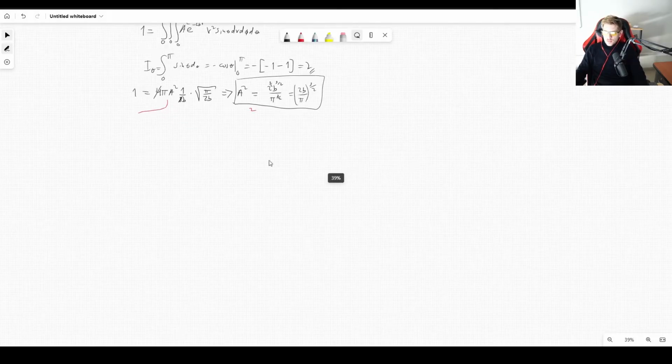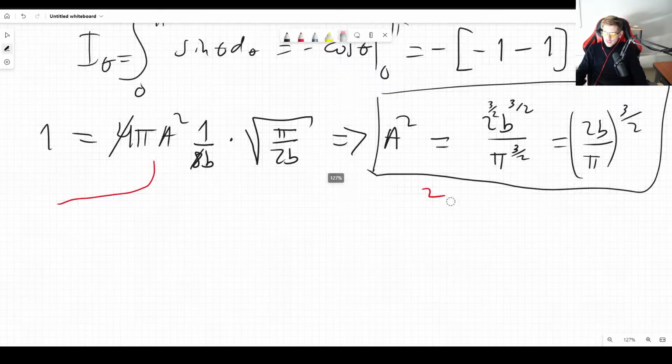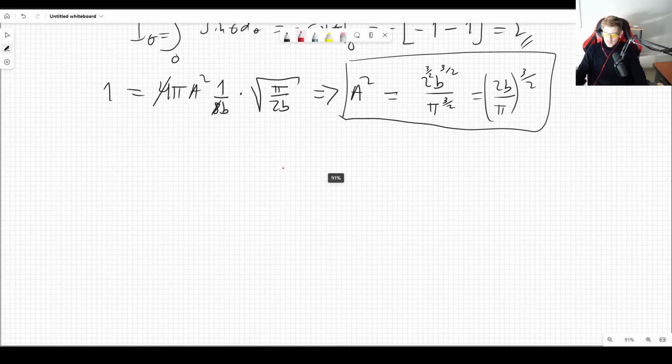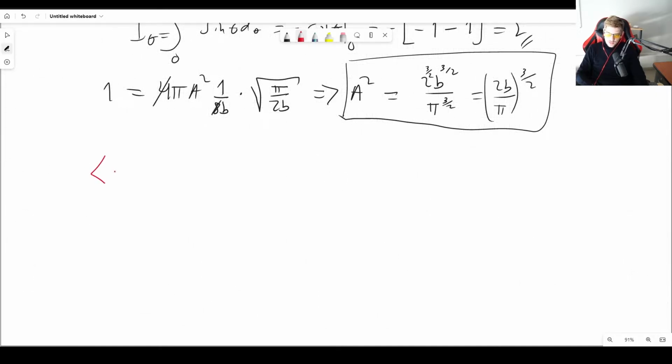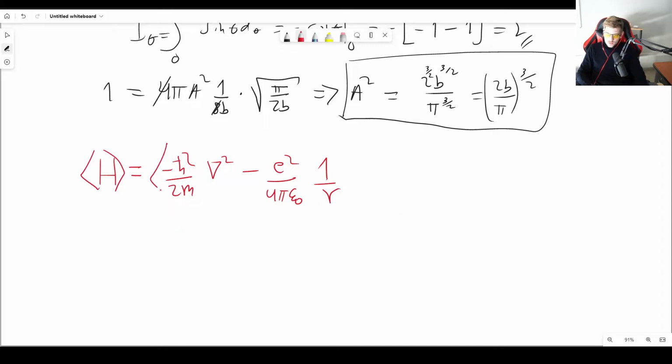And now that we normalized our wave function, we can actually begin solving the problem. So what is the Hamiltonian here? So the Hamiltonian is, of course, the Hamiltonian of the hydrogen atom, which we know is minus h bar squared over 2m del squared minus e squared over 4 pi epsilon 0 times 1 over r. So if we want to take the expectation value of this, we need to take the expectation value of each part.